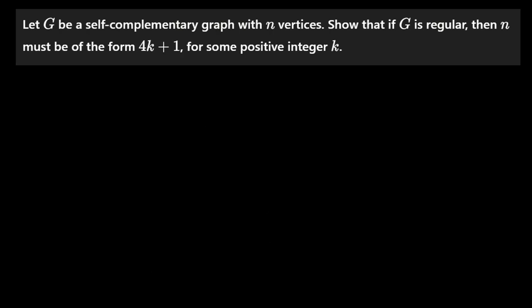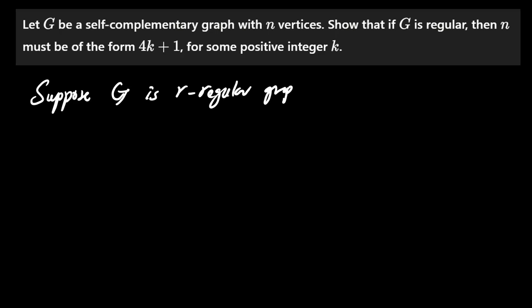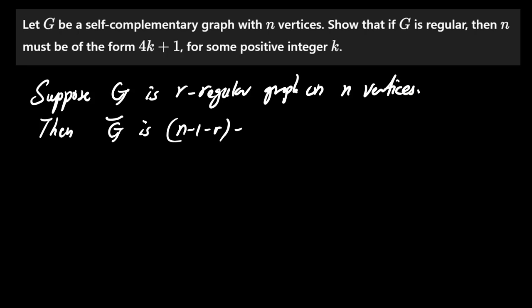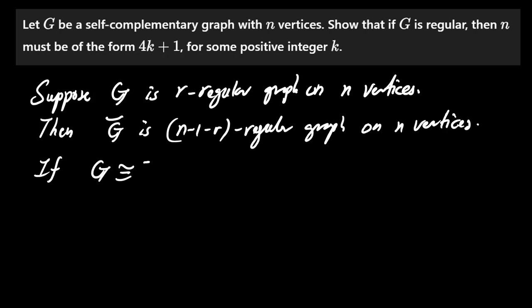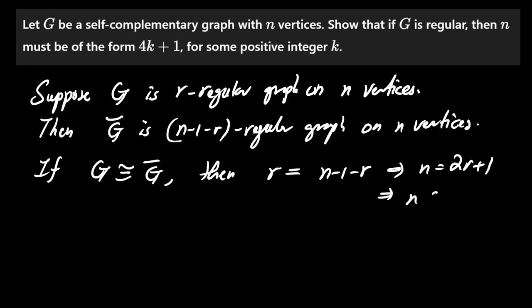Let's find a condition on the number of vertices for a regular graph to be self-complementary. Suppose G is an R-regular graph on N vertices. Then the complement of G must be regular of degree N minus 1 minus R. If G is isomorphic to its complement, then both must have the same degree. So we equate R equals N minus 1 minus R. Solving this gives N equals 2R plus 1. So N must be an odd number.